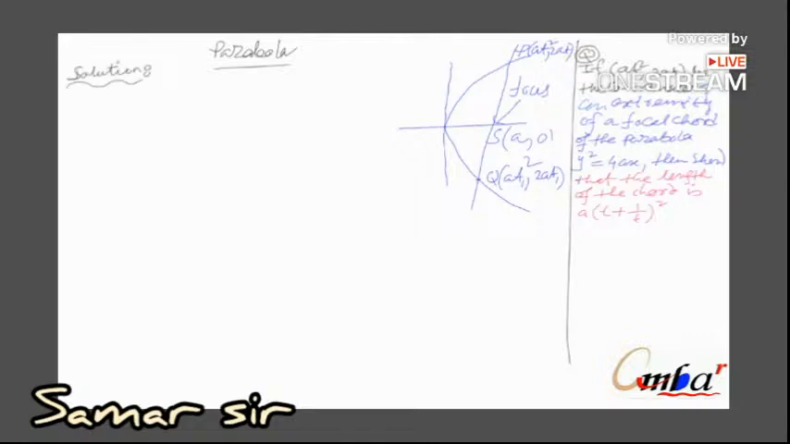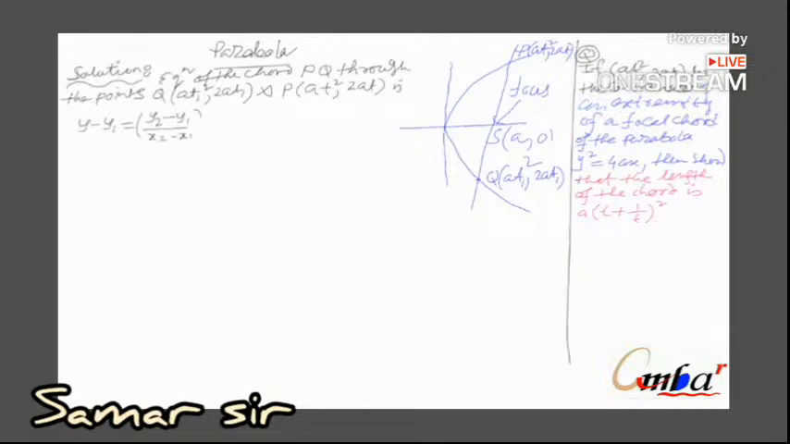Now the solution. The equation of the chord PQ through the points at square comma twice at and at1 square comma twice at1, that is passing through P and Q, is y minus y1 equal to y2 minus y1 by x2 minus x1 into x minus x1. This is the equation of a line through the points x1 y1 and x2 y2, that is, let us assume as P and Q.